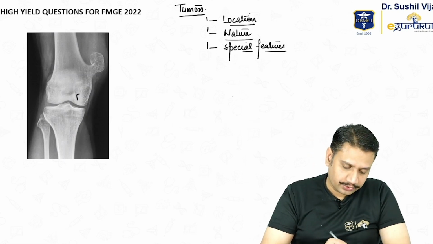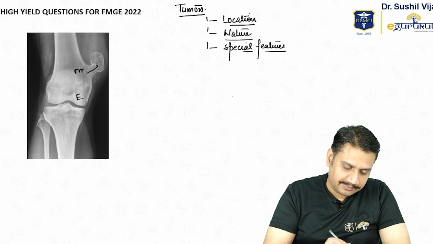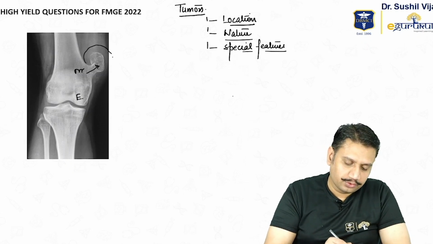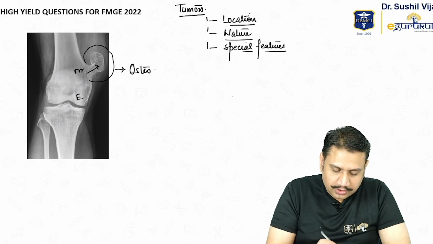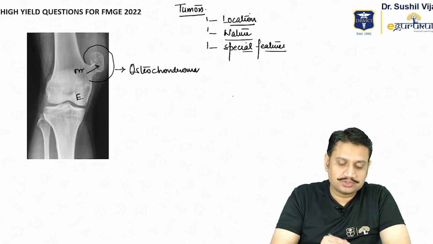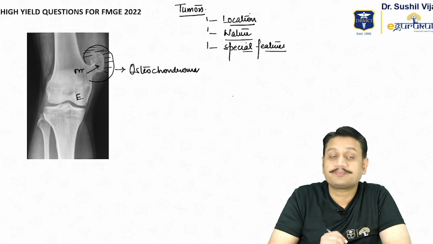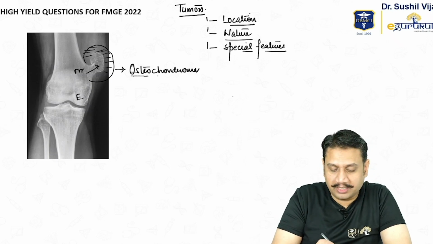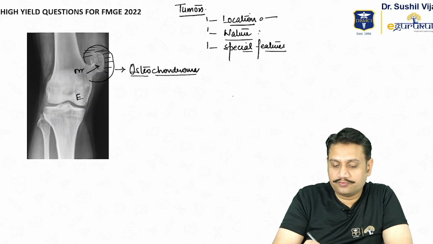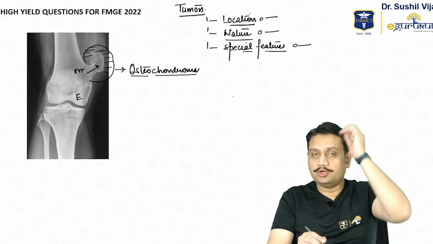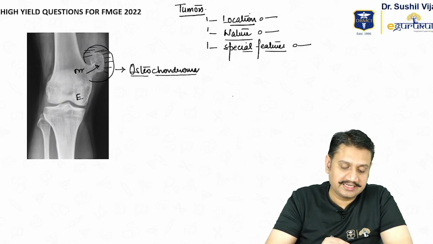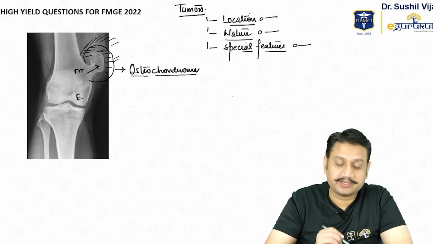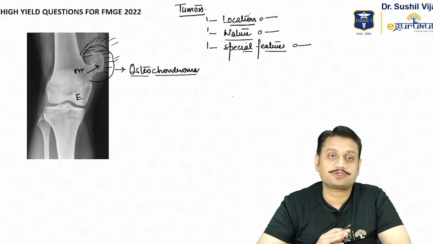So location here is epiphyseal, this is metaphyseal, and a polyp-like growth is coming. We know a polyp-like growth like this is only seen in one tumor, and that is osteochondroma. Why is it not an osteosarcoma or Ewing sarcoma? Because you don't see any periosteal haphazard response over here. That is why this is osteochondroma. So go for the location, go for the nature, and go for the special feature. Location: epi, meta, dia, you can easily identify. Then going for the nature, what you have to do is see if you are able to see any kind of periosteal reaction. It is not there, so it has to be a benign lesion.